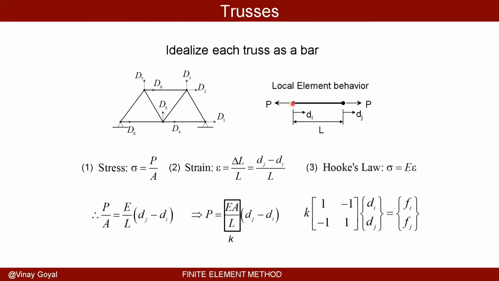And I'll say this node is I, this node is J, and this load is P, and this load is P. By equilibrium, if I apply a load P here, there has to be a load P in the opposite direction that renders this local element in equilibrium. That's the only option. So we know the stress is P over A. We know that. That's a given.